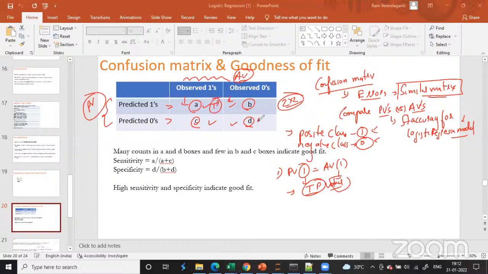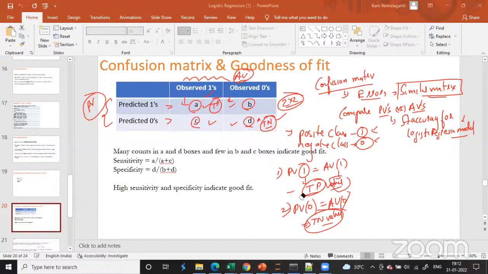What is the second situation? When your predicted value is 0 and your actual value is also 0. What are you going to call those predictions as? You are going to call them as true negative values. They are your true negative values. So you have true positive values, you have true negative values.